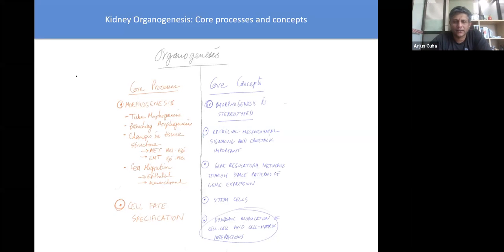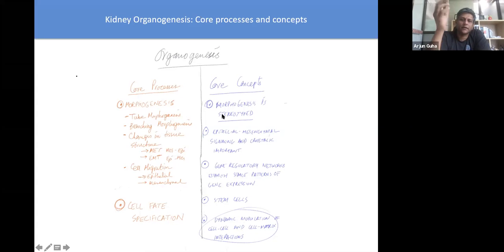So I don't think this is going to be an extremely important process. I think there is going to be an important component of mesenchymal migration in the context of the kidney when one thinks about how the cap mesenchyme redistributes itself every time a ureteric bud forms, but these processes are not very well understood. Core concept.